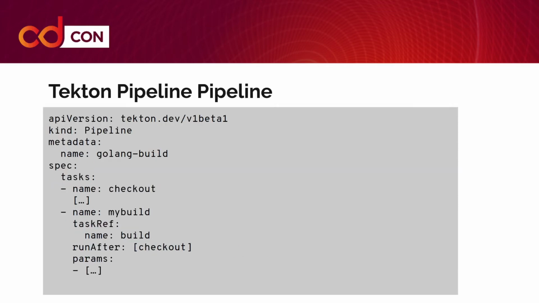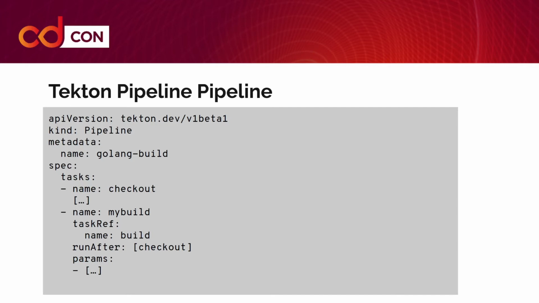And now we can jump on the pipeline definition of Tekton Pipeline. So similarly, API version, kind. Here the kind is Pipeline. The name is golang-build. And the spec is going to have parameters, workspace, anything that you would have also on a task.